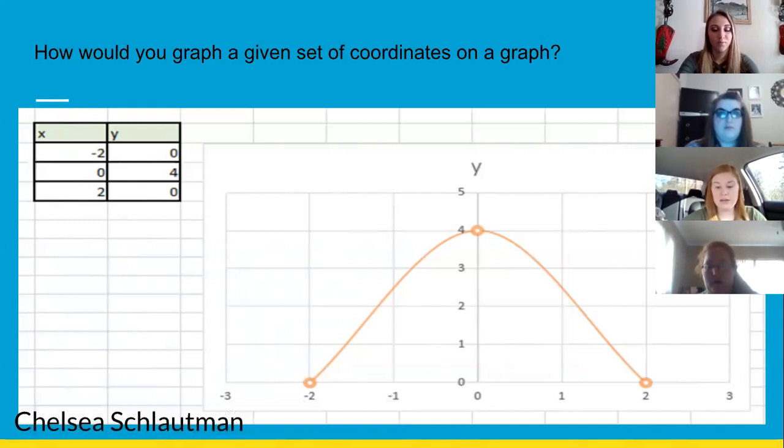That value will tell us whether we need to move up or down along the y-axis. Since it is a 0, that says we do not move up or down, we just stay on the same spot. So our dot would be placed on the -2 along the x-axis, and we would not move up or down since the y is a 0 value. And then we would do the same for the remaining coordinates that are given to find our line.